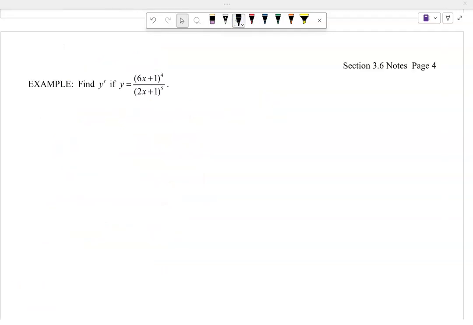So here we've got the quotient rule. So dy dx will be the derivative of the top. So let me go ahead and take the derivative of the top. I got 4 times 6x plus 1 to the 3rd. But don't forget the derivative of 6x plus 1, which is 6. There's the derivative of the top times the bottom. So I leave the bottom alone.